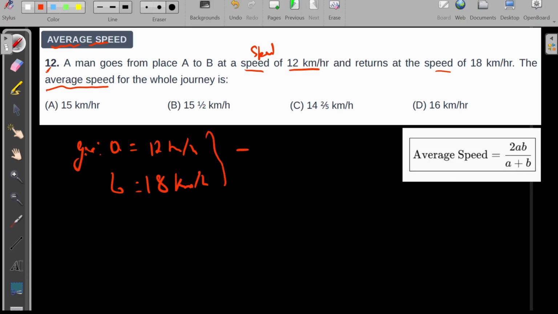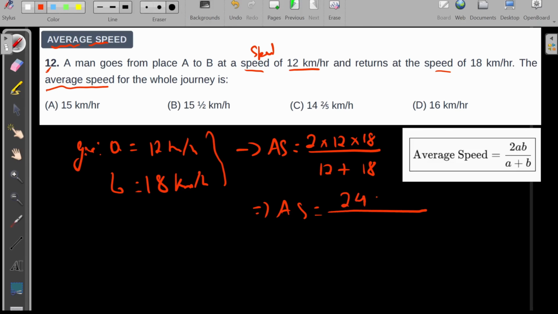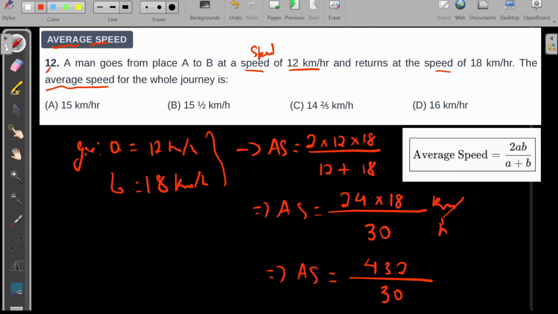So I can plug these values into my formula: average speed equals 2 times 12 times 18 over 12 plus 18. We can simply multiply these values: 12 times 2 is 24, times 18, and 12 plus 18 is 30. It will be in kilometers an hour. So let's simplify: 24 times 18 gives me 432 over 30.